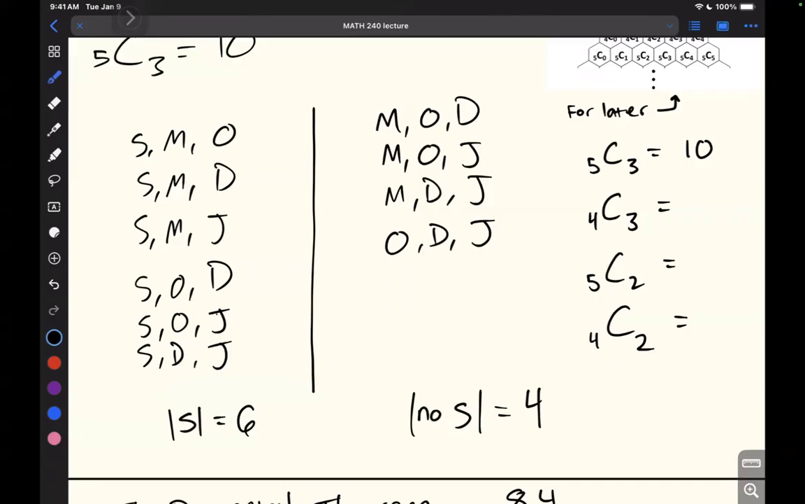So take a second and talk with your neighbor. What are these values? I would like the actual value. Like 5 choose 3 is 10. Go for it.